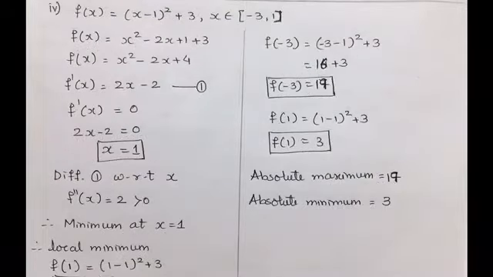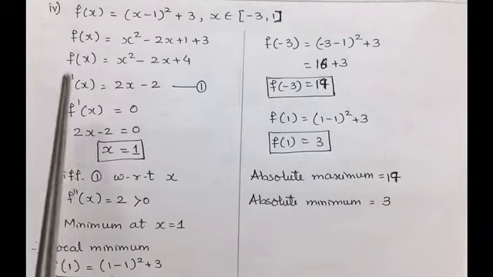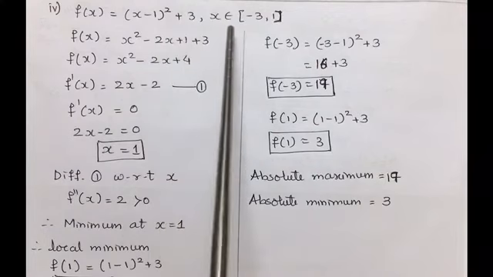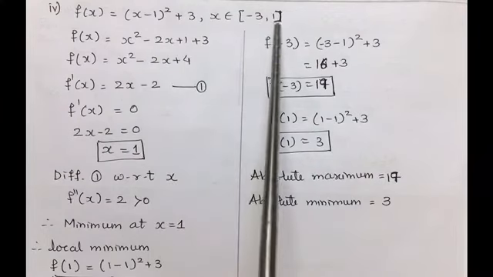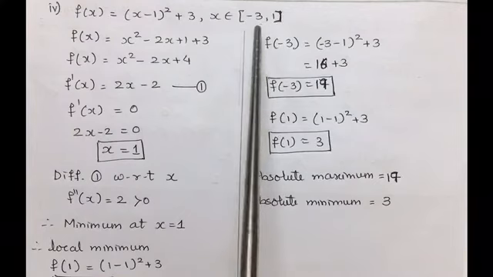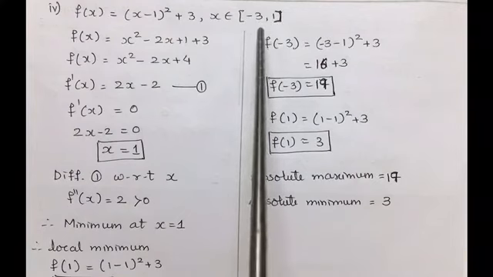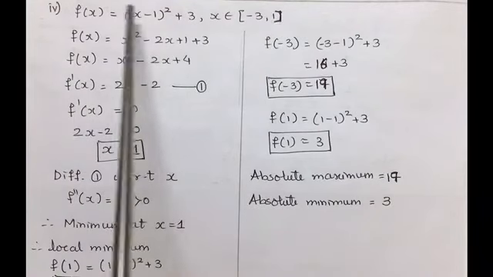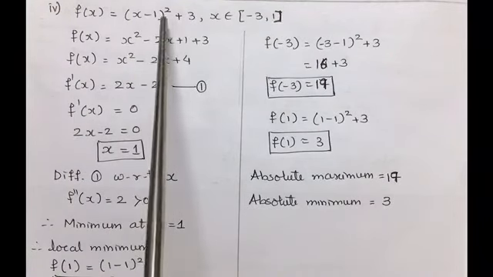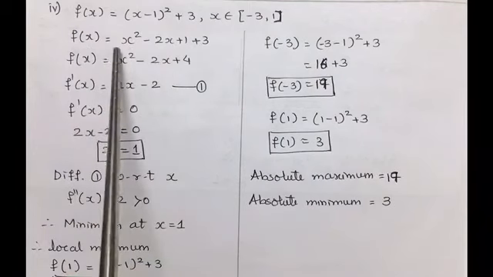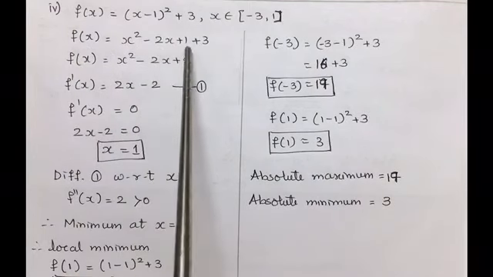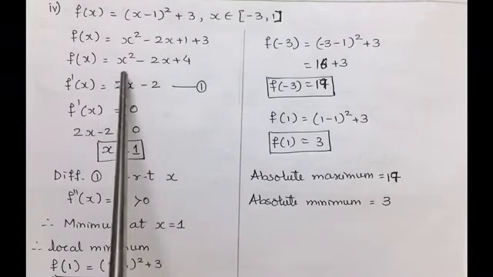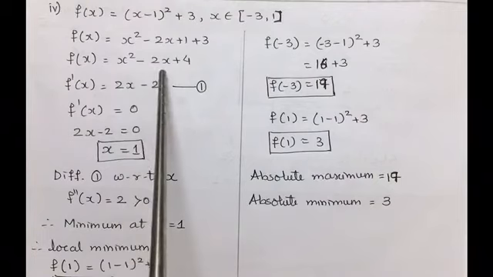Question number 5, fourth one. f(x) is given as x minus 1 whole square plus 3. x belongs to minus 3 and 1, the closed interval is given. So we need to calculate the absolute maximum and minimum. Now expanding the bracket by the a minus b whole square formula, we get f(x) is equal to x square minus 2x plus 1 plus 3. Operating it, we get f(x) is equal to x square minus 2x plus 4.